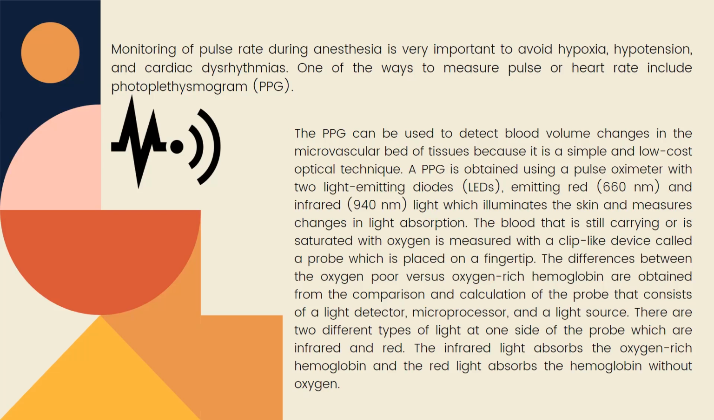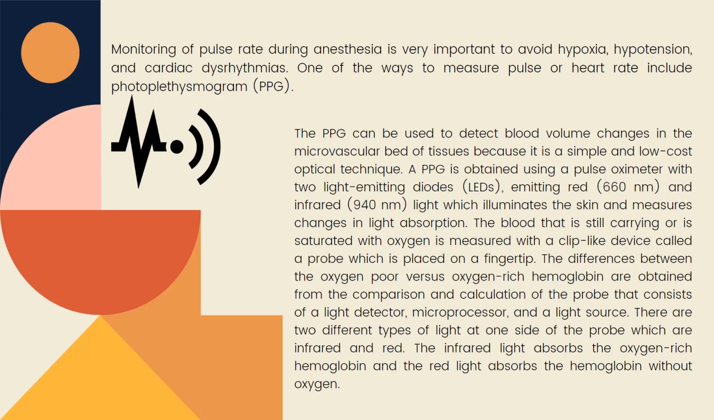A PPG is obtained using a pulse oximeter with two light emitting diodes, emitting red and infrared light, which illuminates the skin and measures changes in light absorption. The blood that is still carrying or is saturated with oxygen is measured with a clip-like device called a probe, which is placed on a fingertip.